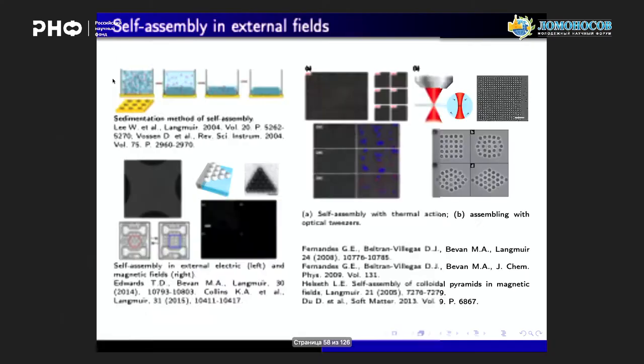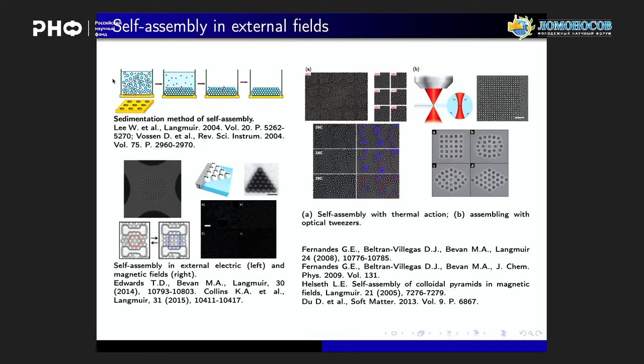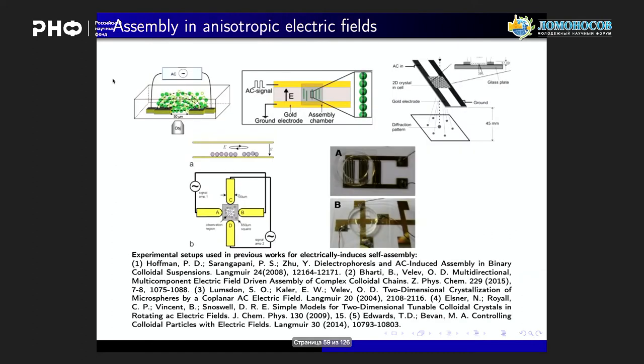It could be self-assembly in external fields, for example, typical gravitational sedimentation. It could be self-assembly in external electric or magnetic fields, and we'll discuss it later. And it could be self-assembly with thermal actions or with optical tweezers. One of the most interesting approaches to self-assembly is the application of anisotropic or rotating electric fields.